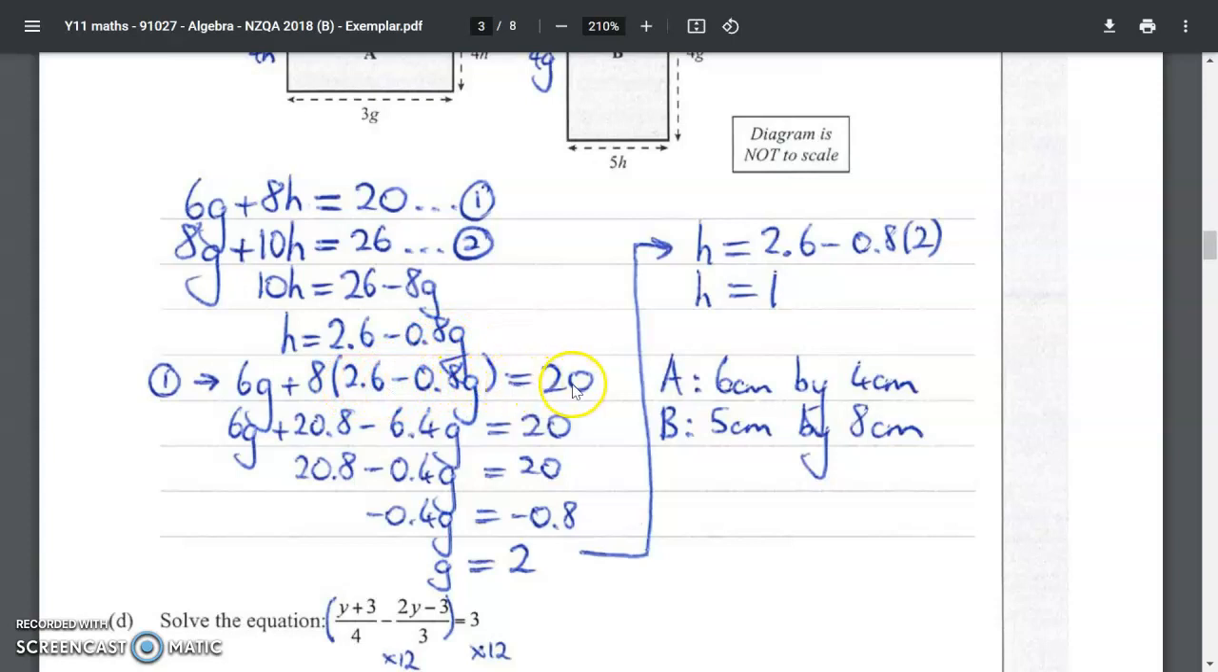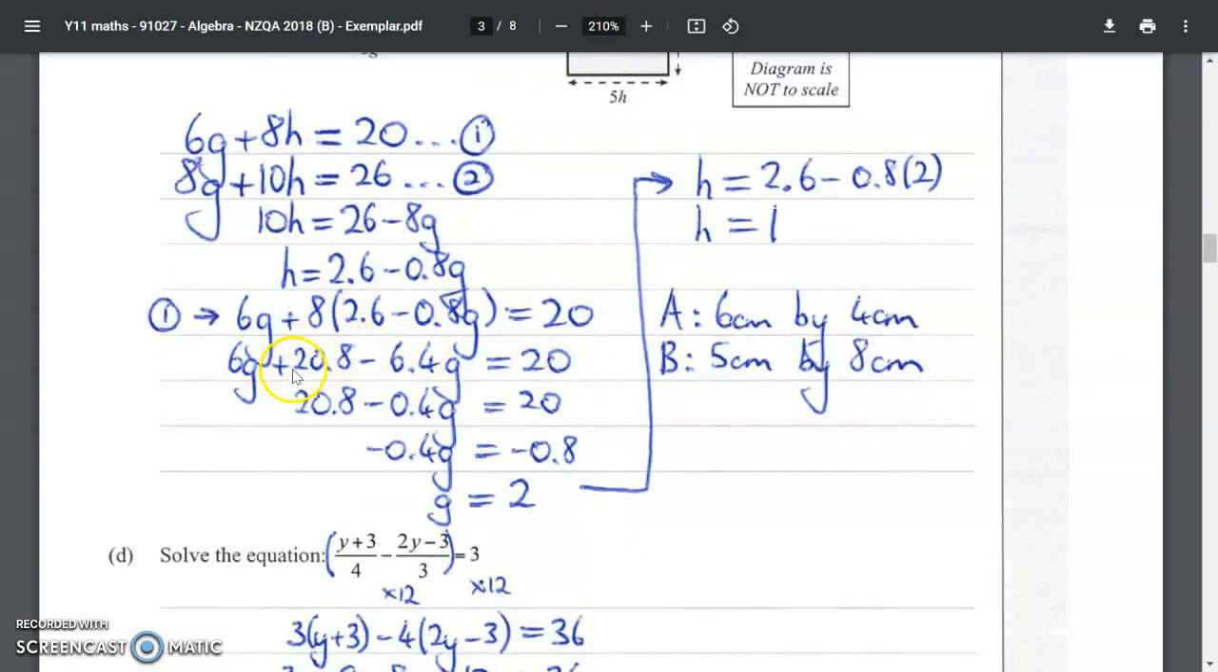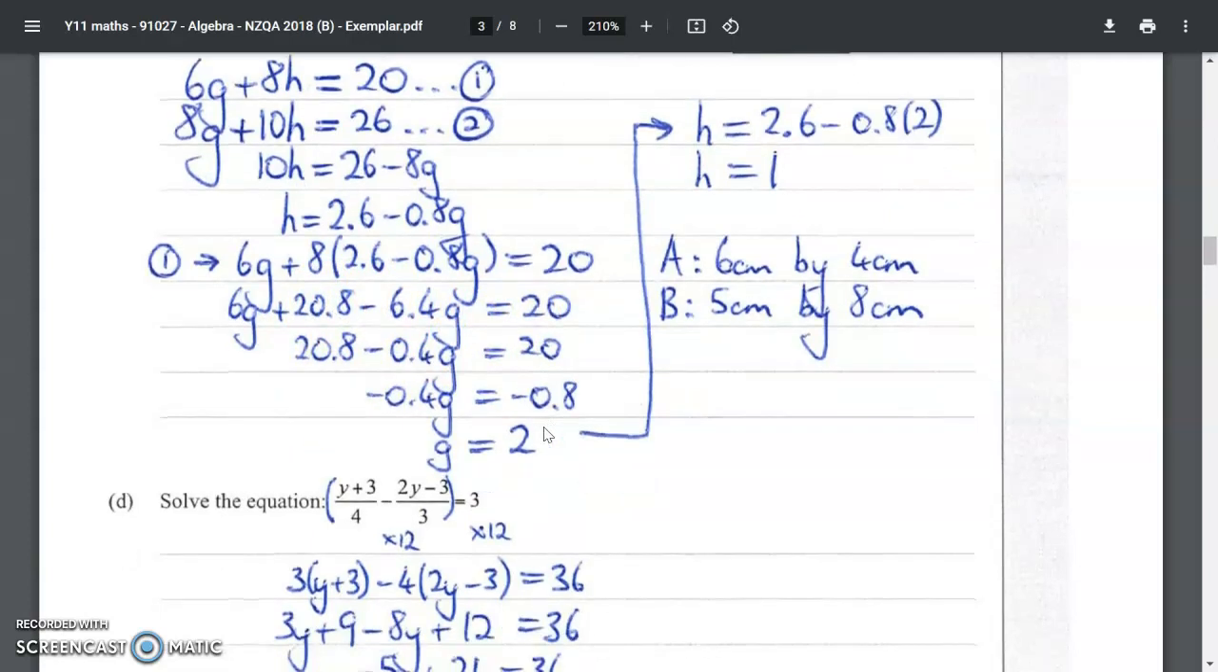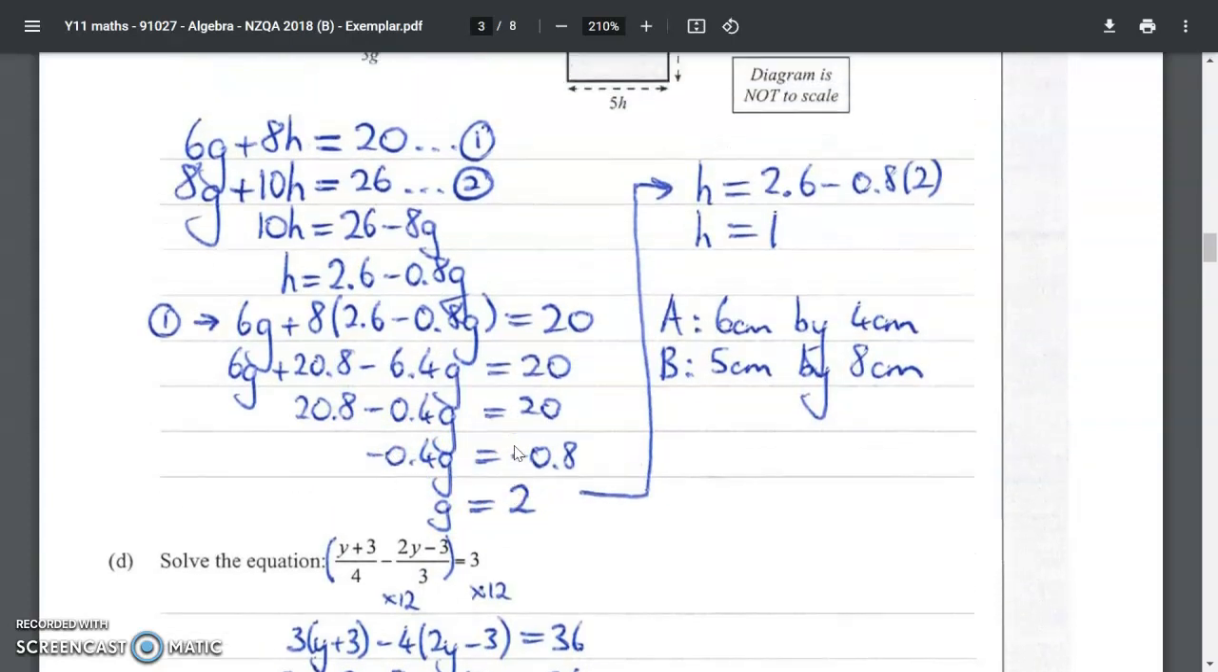And then that equals 20, and then expanding the brackets, we get this. Simplifying, we get this. We subtract 20.8 from both sides, and then divide both sides by negative 0.48, g equals 2. And then we put g back into this equation for h. We get h equals 1.